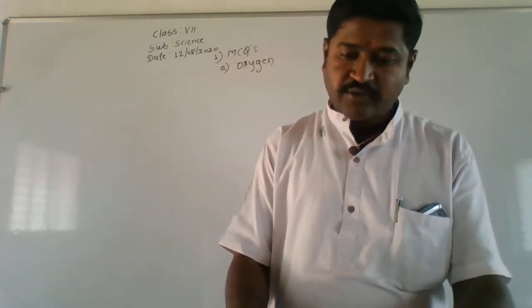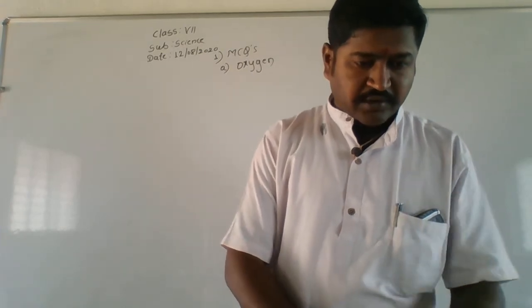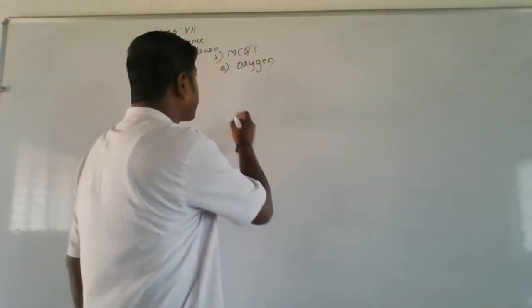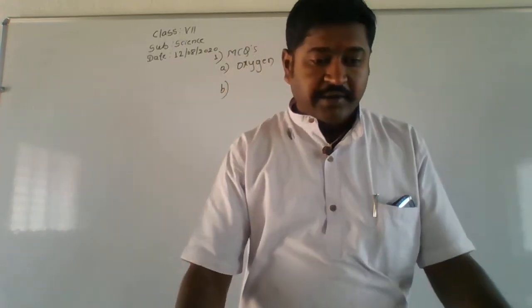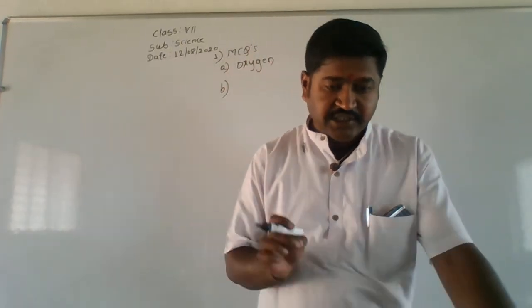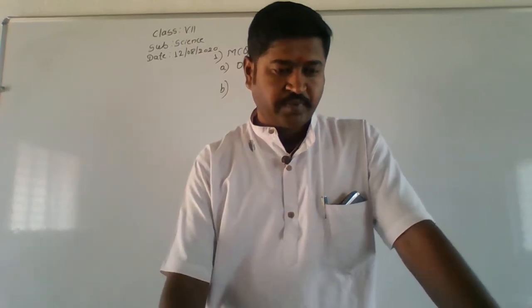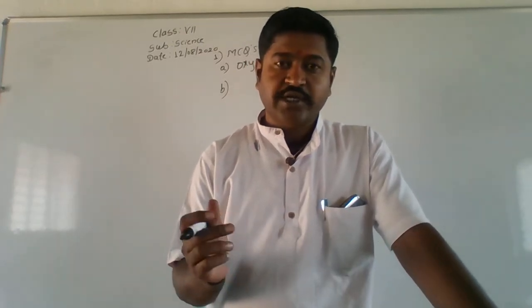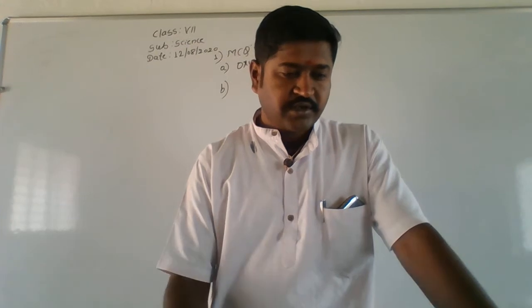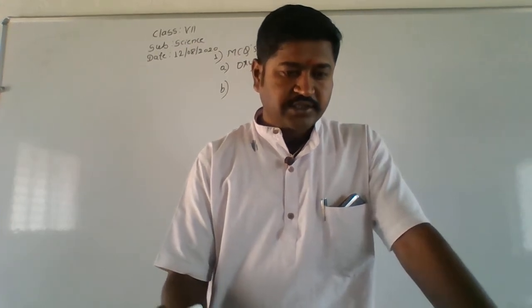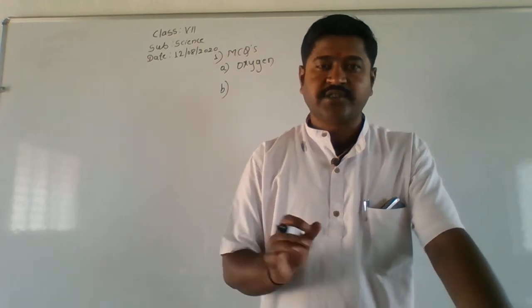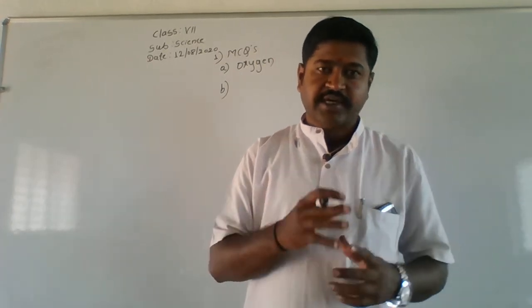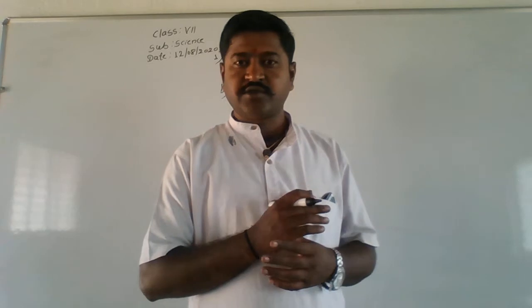Then we will see the second one, that is B. Carbon dioxide enters the leaves through. So how is carbon dioxide going to enter the leaves? That is the question. Is it through xylem, or through stomata, or through root hairs, or is it none of these? So carbon dioxide, how is it going to enter the leaves?